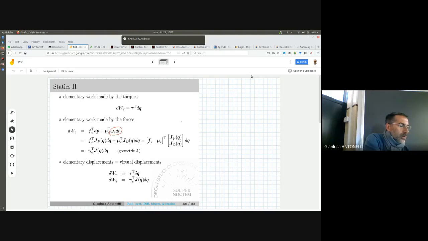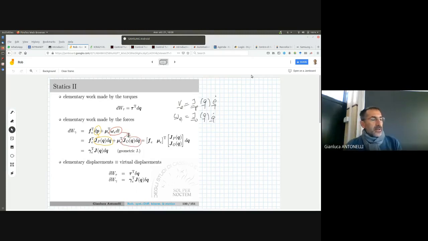Now, I do know that p dot is related to the q dot by means of the Jacobian. Because I know that the relationship is p dot e is equal to J_P, function of the configuration, multiplied by q dot, and omega e is equal to J_O(q) q dot. And in the same way, I do know that omega e dt is related to the joint displacement by means of the orientation Jacobian. And this is the geometric one, okay? Because we are talking about angular velocity, not the time derivative of the orientation representation.